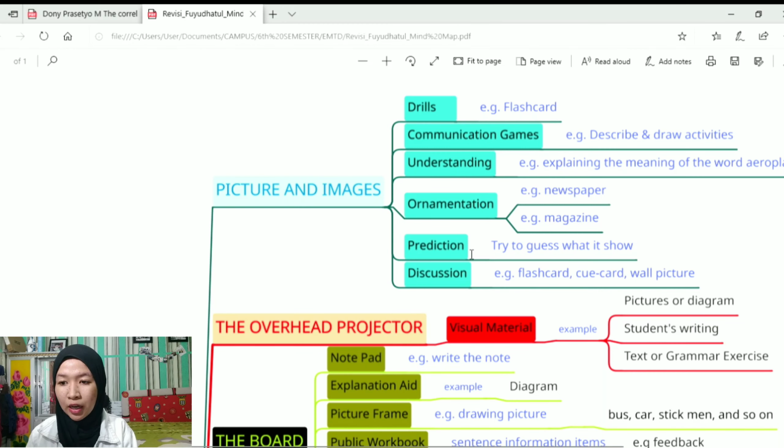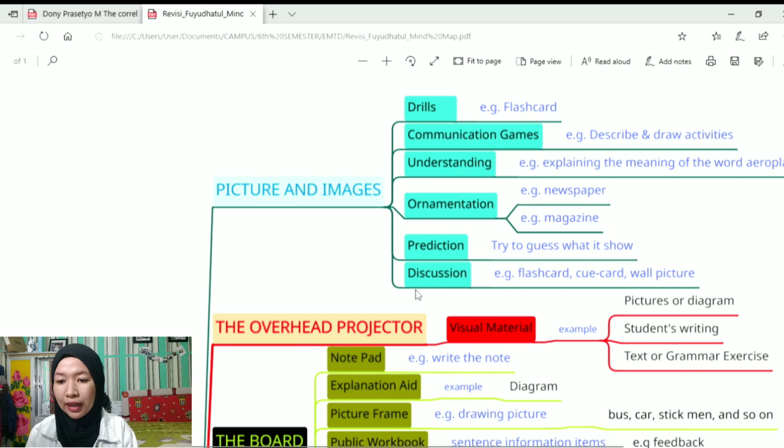Okay, the next is ornamentation. So, ornamentation, for example, newspaper and magazine. So the teachers can explain the materials by newspaper and magazine. The fifth is prediction. Try to guess what it shows, and the students can guess the text lesson based on the picture. For example, the text lesson will discuss family, and then there are pictures of family in the next lesson. So the students can guess or predict what they will learn next week.